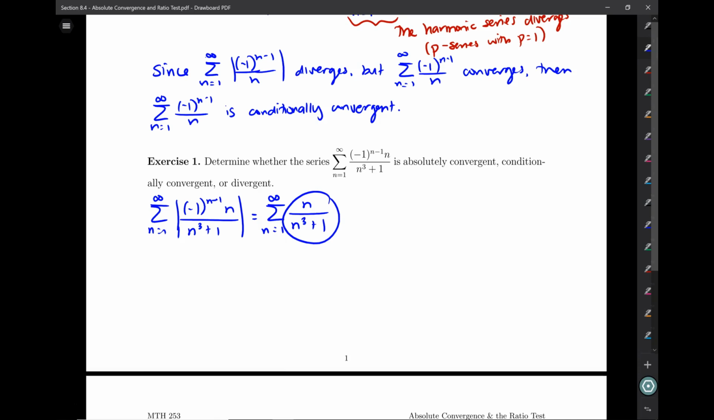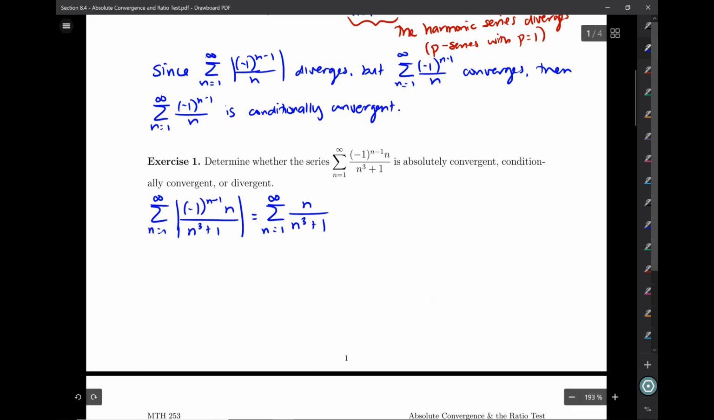Let's see, what else did we have? It's not geometric. It is not a p-series, but it is kind of similar to a p-series, isn't it? So when it's similar to a p-series, you're usually going to use either the comparison test or the limit comparison test. I always start to see if I can use the comparison test because it's easier. It doesn't require me to evaluate a limit.